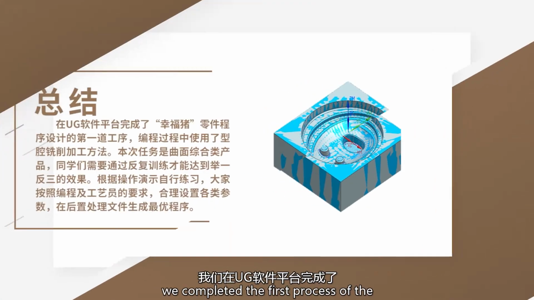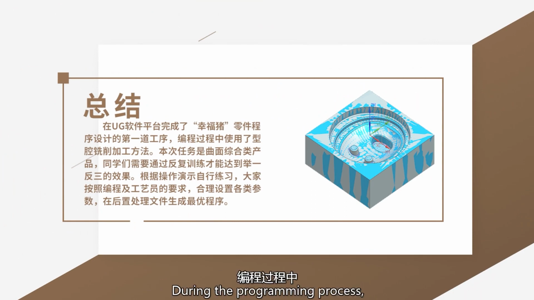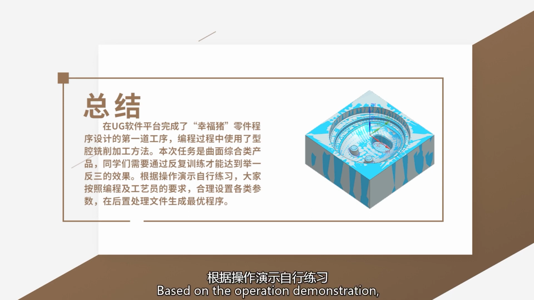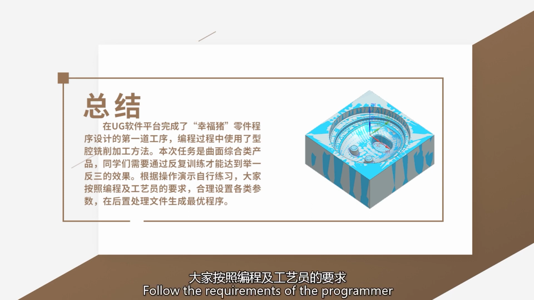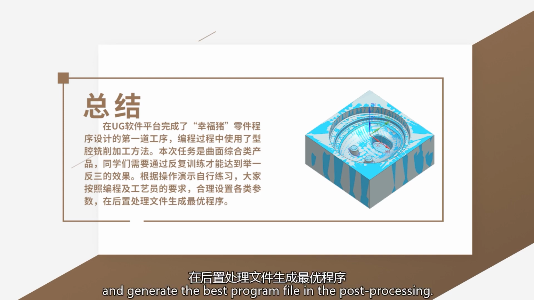In today's class, we completed the first process of the Happy Pig part programming design on the UG software platform. During the programming process, we used the cavity milling method. This task involves the comprehensive processing of curved surfaces. Students need to practice repeatedly to achieve the effect of applying the learned skills to similar tasks. Based on the operation demonstration, students can practice on their own, follow the requirements of the programmer and technician to set the optimal parameters, and generate the best program file in the post-processing.